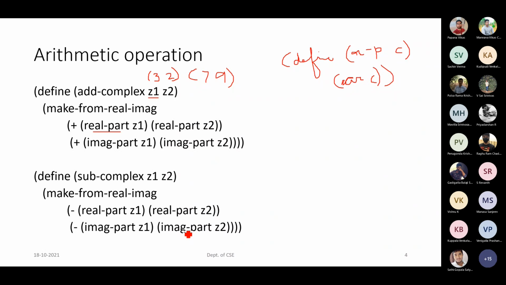So how do we construct it back as a single value? We can use cons, which is the constructor. For making this, we have defined another procedure, make from real imaginary, which makes use of cons for constructing the real and the imaginary. When we are defining the imaginary part, it would use the CDR portion of it.